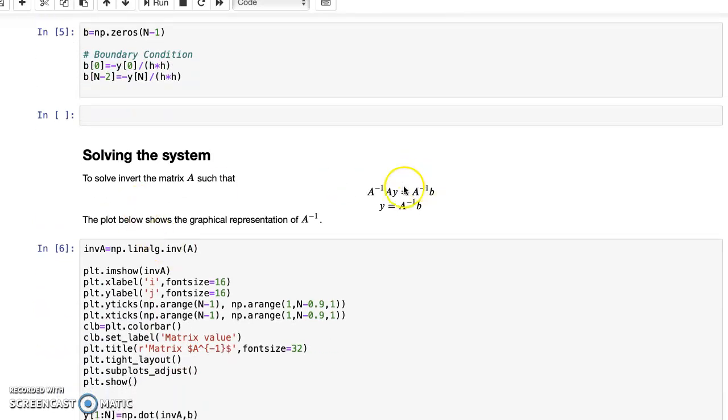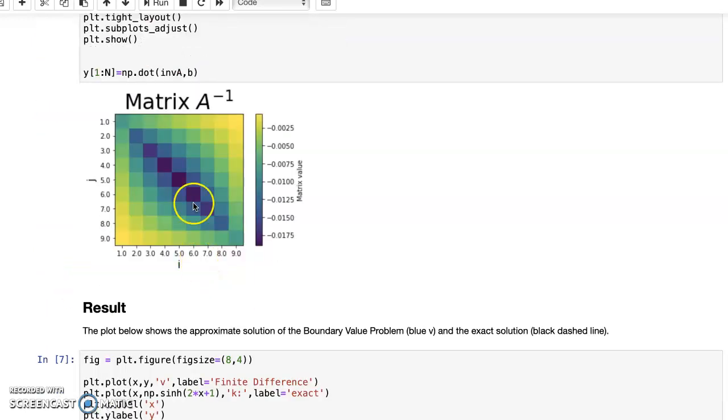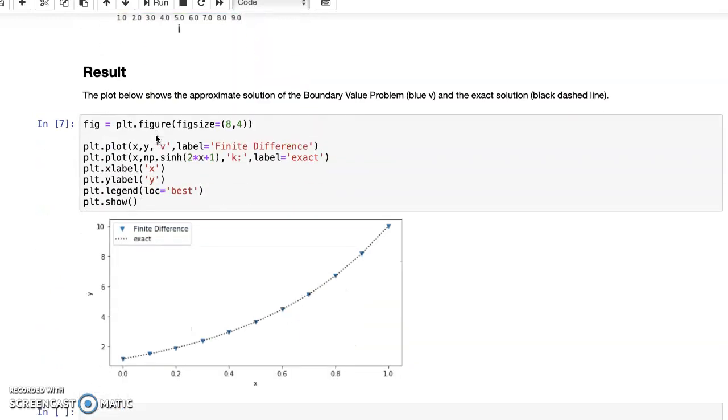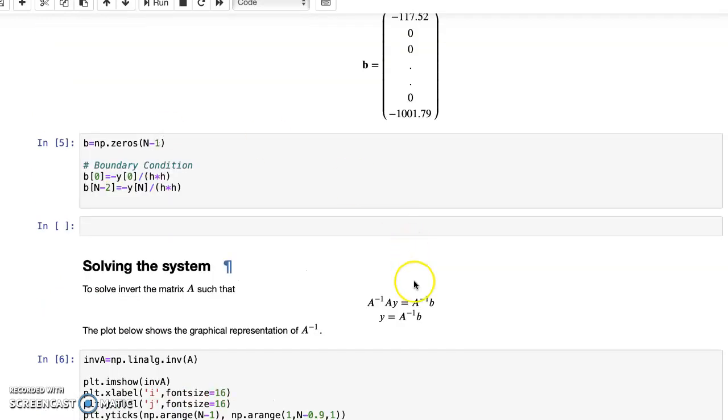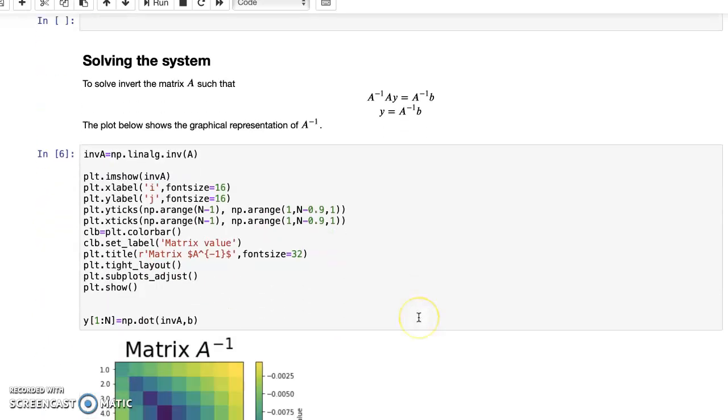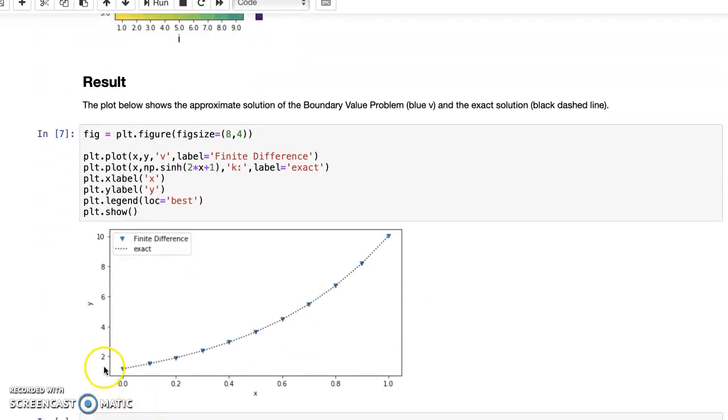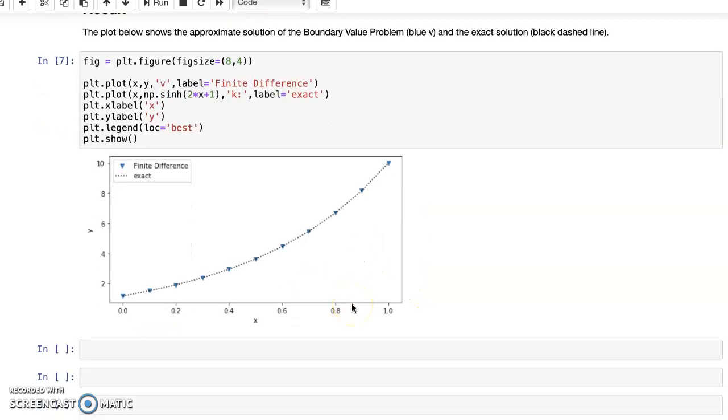So to solve, all we do is the inverse, which is inverse A of np.linalg A. Here is our inverse matrix. See, it's a bit more complicated. There's a bit more involved in it. And we multiply that by our B, and that gives us our solution to the problem. The first and last point are known, and that's a solution. And here's our exact. So it's very straightforward, and it's very adaptable.